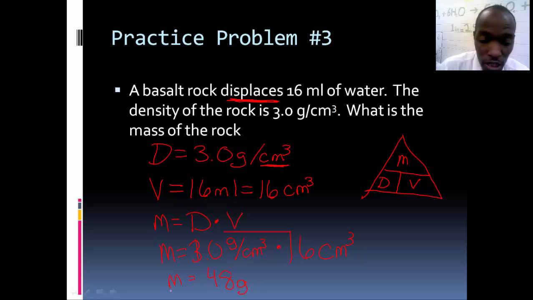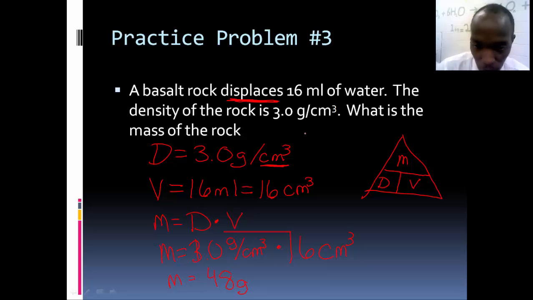Alright, because remember we measure mass in grams. And grams is part of here. You cancel out the grams. When you multiply, you cancel out the cubic centimeters, and you're left with the G. Alright, so 48 grams for the mass.